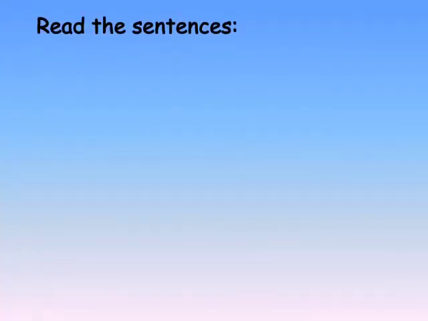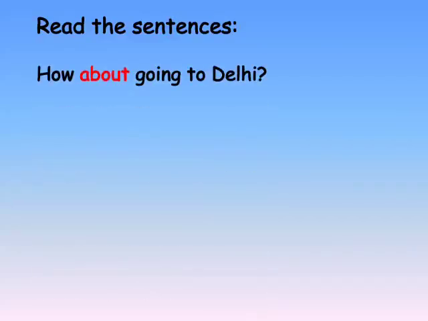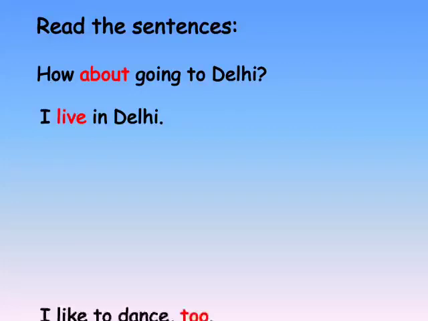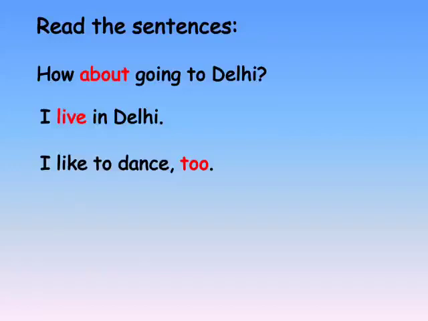Now let's read the sentences using the sight words learned. How about going to Delhi? Now, the word that is in red is the sight word. Now repeat it again. How about going to Delhi? I live in Delhi. Repeat. I live in Delhi. I like to dance too.